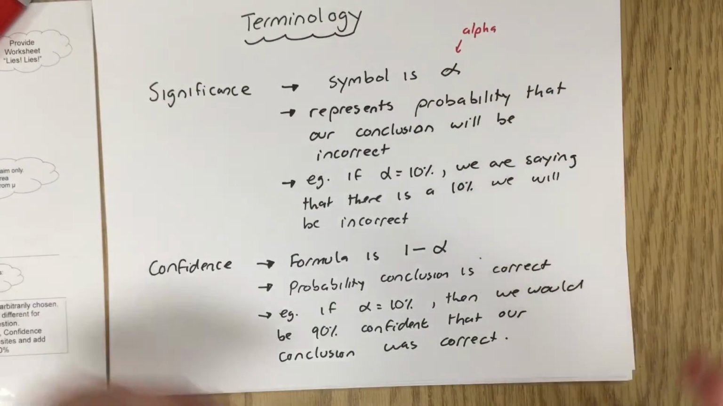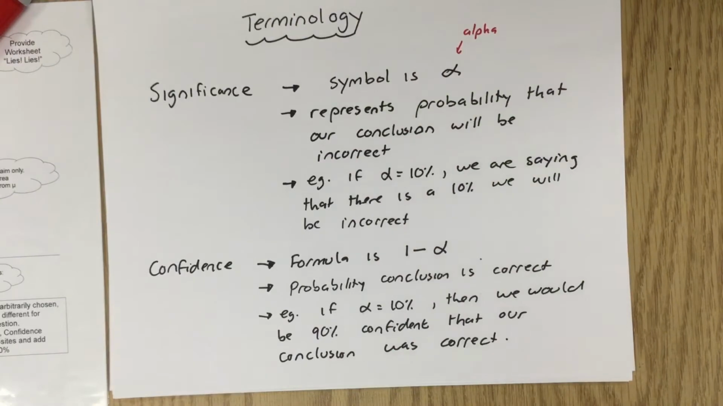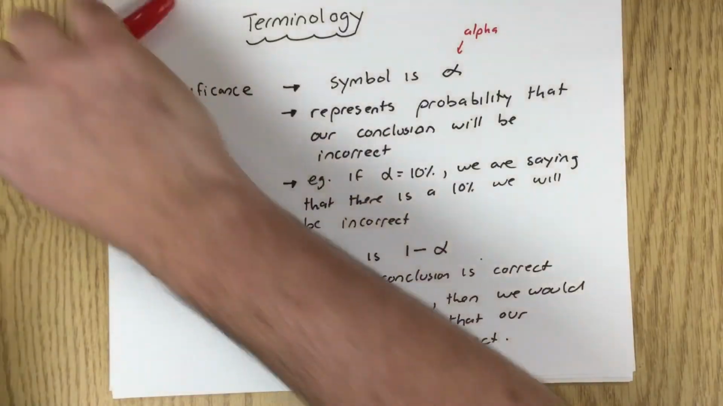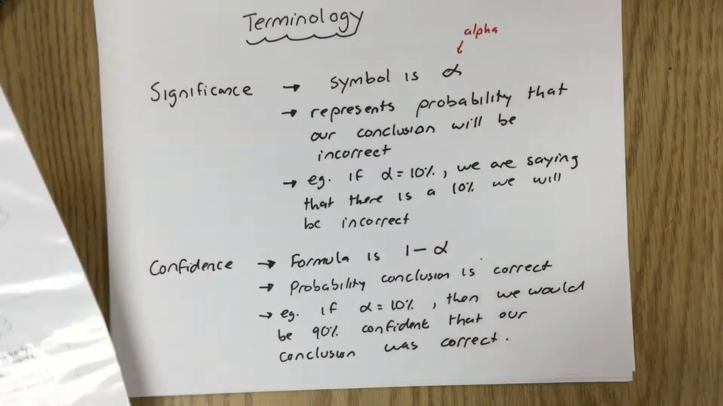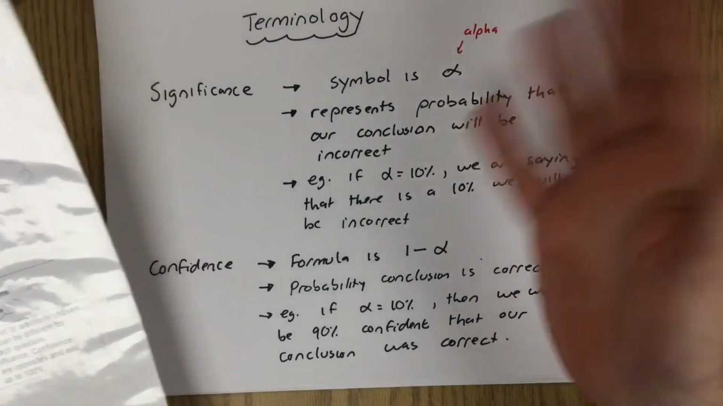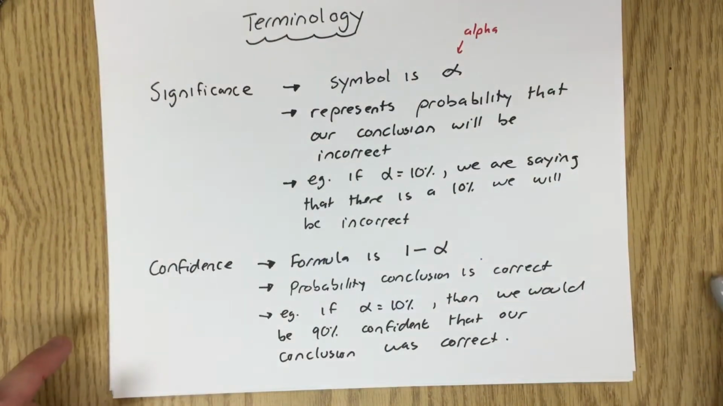Okay. So we're going to have some terminology here before we go any further. We're going to have something called the significance. And the symbol for significance is an alpha. It's kind of like a fishy. And it represents the probability that our conclusion is going to be incorrect. So we're going to say that the company is lying or not. And significance is the probability that when we make that claim, lying or not lying, there's an alpha probability that we are incorrect. So for example, if we say that alpha is 10%, we are saying that there is a 10% chance that our conclusion, which is lying or not lying, is incorrect.